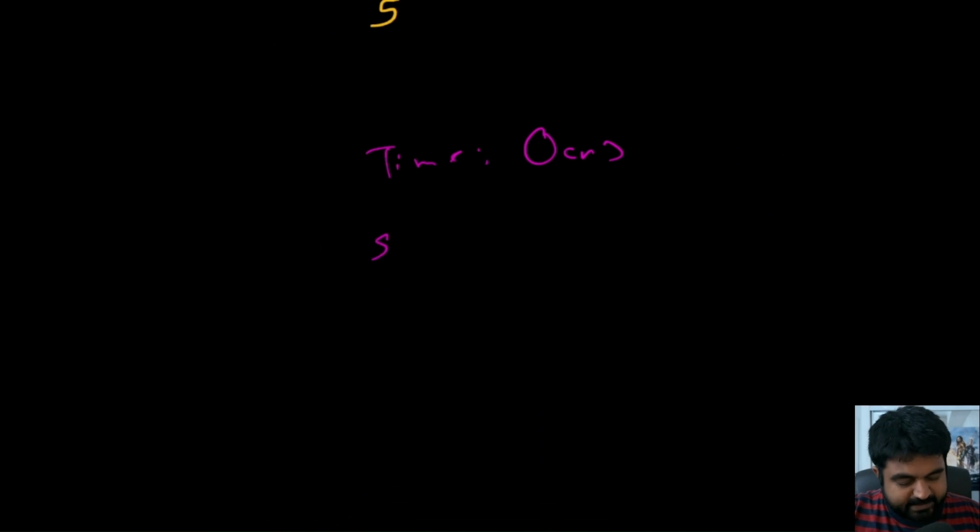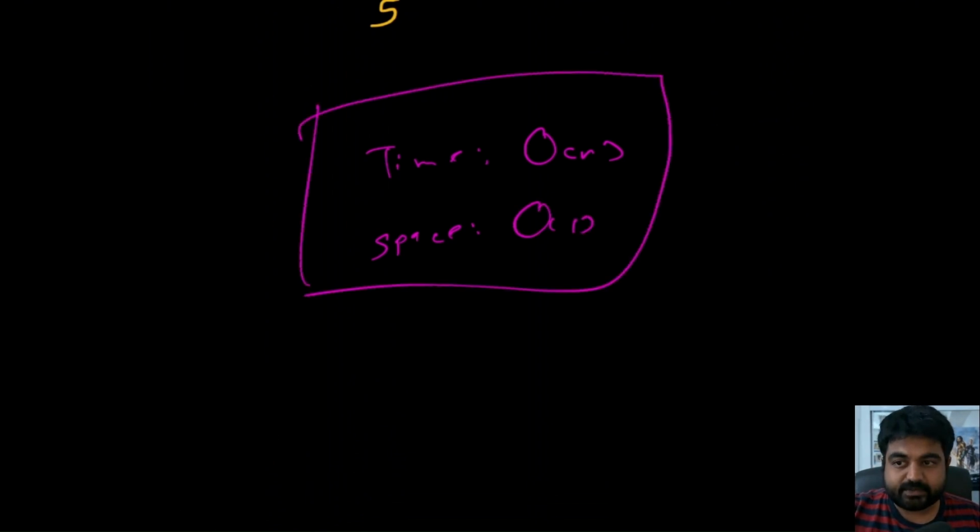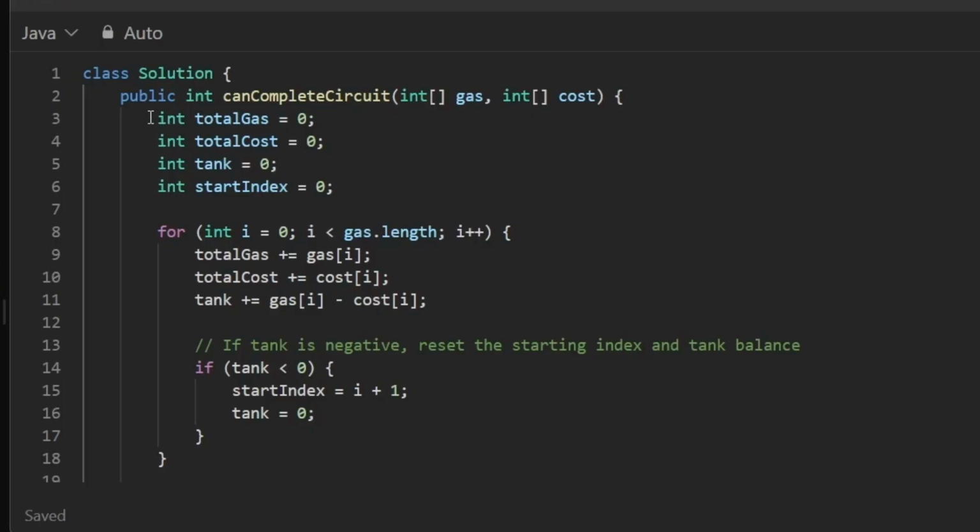And for the space complexity, well, we are not using any additional space to solve this problem. So basically this is going to be big O of 1, which is quite beautiful. Now let's just quickly see the coding solution. So the solution is quite straightforward.